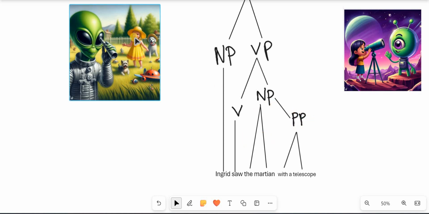So Ingrid saw the Martian with the telescope. The Martian with the telescope. So here the prepositional phrase is a part of the noun phrase.